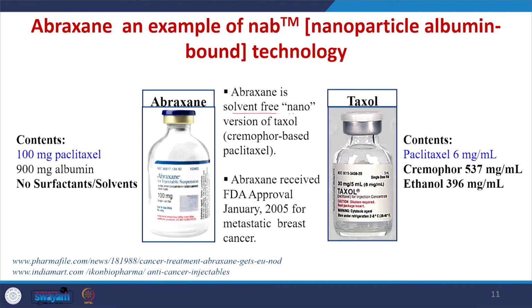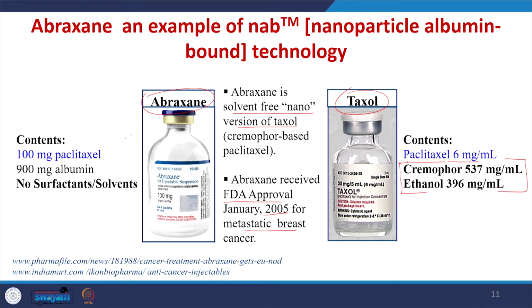Abraxane is a solvent-free nano version of Taxol, and it was approved by the FDA in 2005 for breast cancer therapy. You can see the difference between Taxol and Abraxane. In Taxol, we have only 6 milligram of paclitaxel, which is the anti-cancer drug. And to dissolve this 6 milligram, we have to use Cremophor and ethanol.